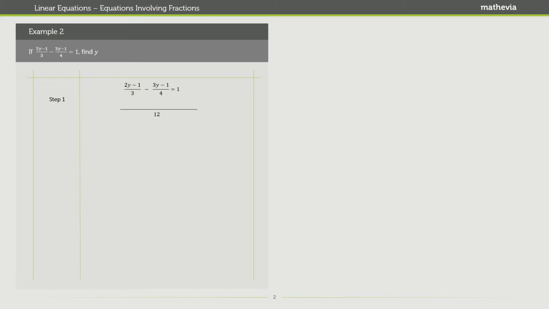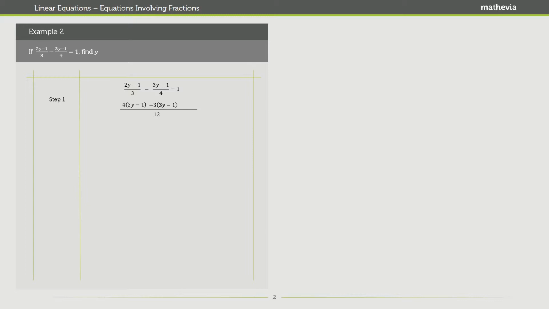I'm going to work with 12. I have 12 divided by 3 is 4, multiplied by 2y minus 1 is 4 times (2y minus 1). Then I do the same for the second fraction, and I have 3 times (3y minus 1).